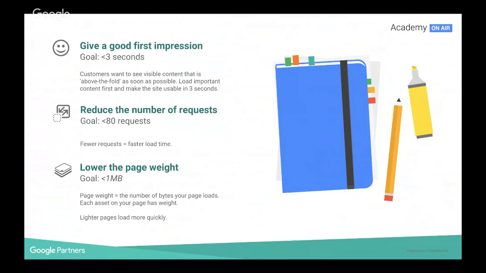Reduce the number of requests. So make sure there are not more than 80 requests that are happening from the user's device to your server in order to render the page on the smartphone. And lastly, just make sure that the page weight does not exceed 1 MB. We've seen fantastic web pages around the world that do actually meet this principle.